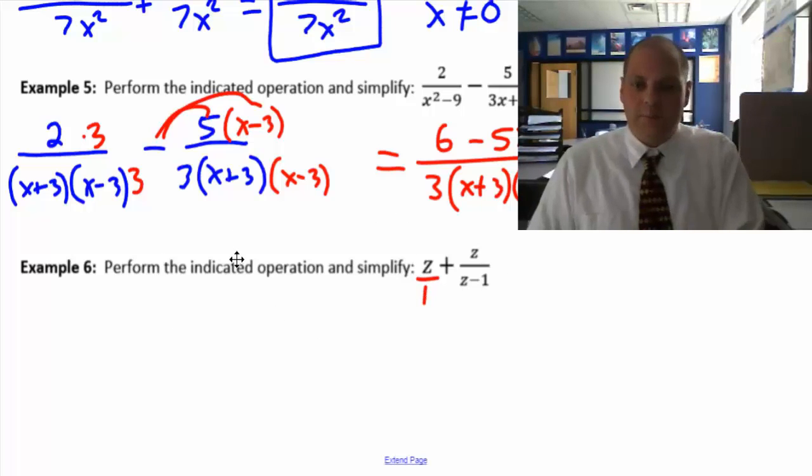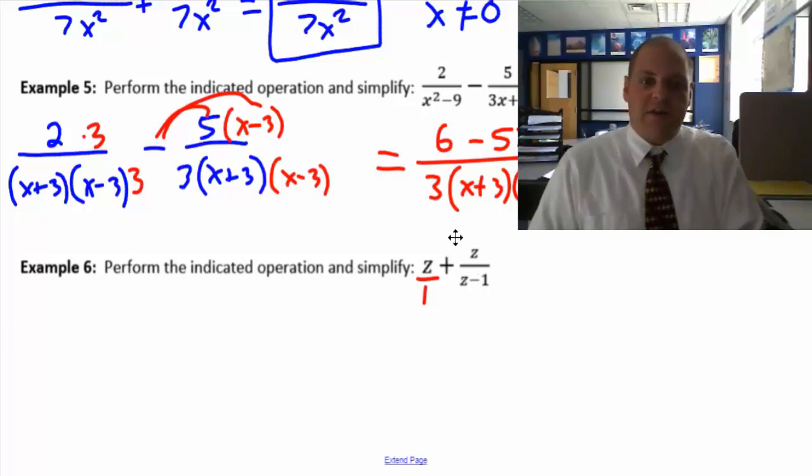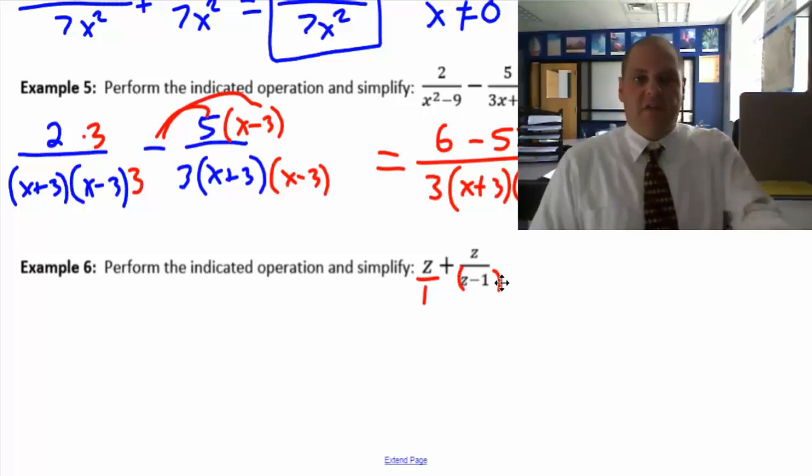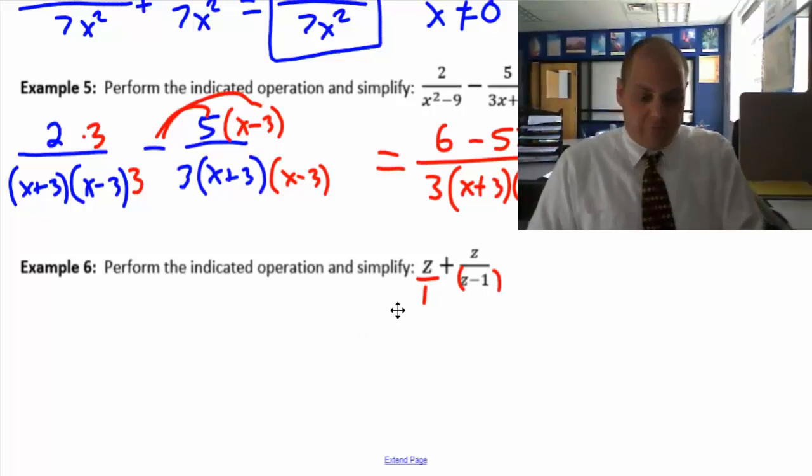Z over 1. Make sure you have fractions, both fractions. So you want to make sure anything that doesn't have a fraction, you put it over 1. And we need a common denominator. Well, z minus 1 is the only denominator we have. So therefore, we want to make this one z minus 1.